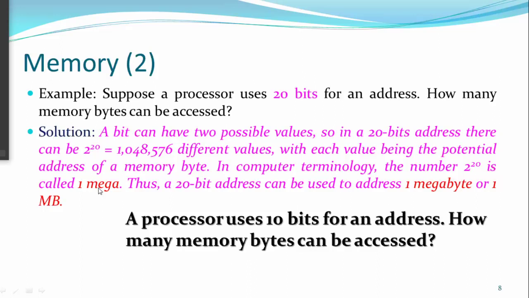A similar example we also considered in the previous class. A processor uses 10 bits for an address. What would be the calculation? 2 power 10, and that would be 1024. You can represent that as a unit: if you divide by 1024, you get 1 kilobyte, right? So that is the very simple calculation that we have done.